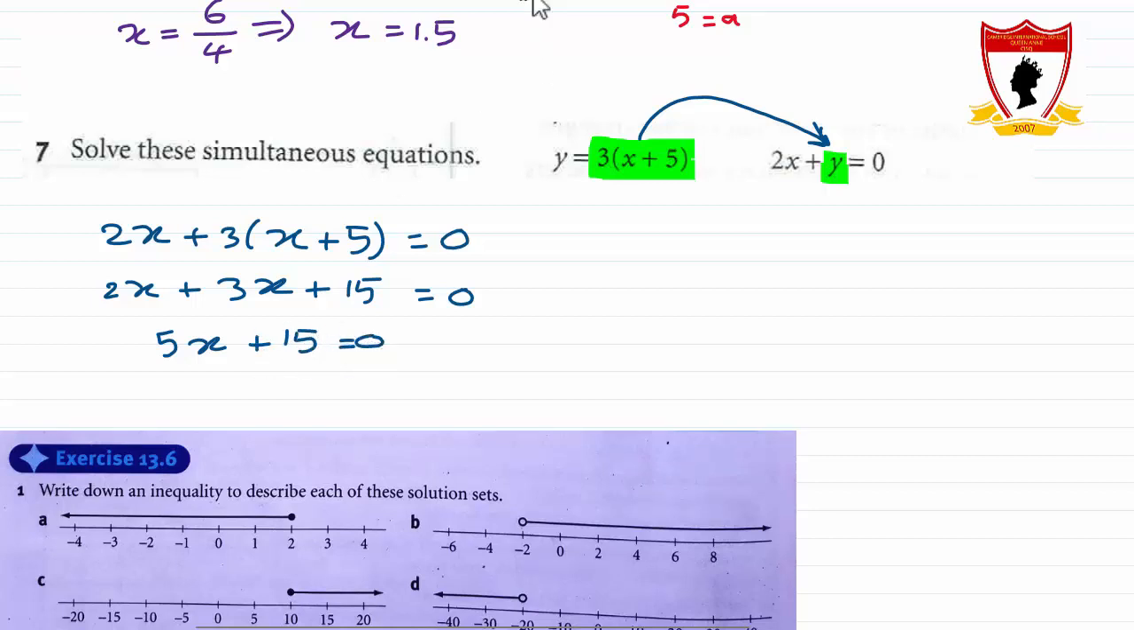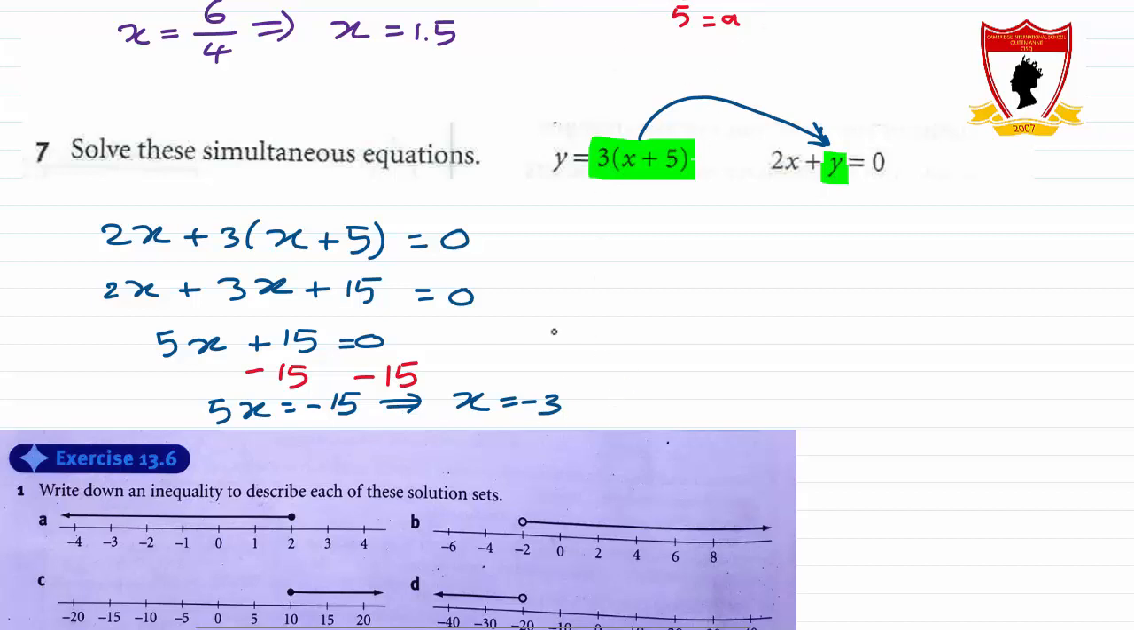To have x alone on a side, the opposite of this is minus 15. Minus 15 from both sides. What's remaining here is only 5x. 5x is equal to negative 15. So from this, x is equal to negative 3, because only negative 3 times 5 gives negative 15. I got the value of x.